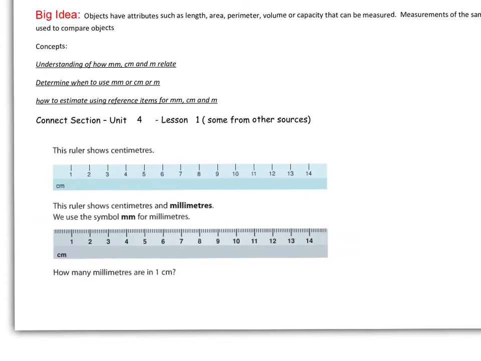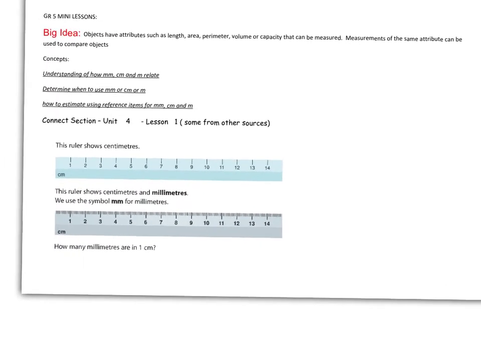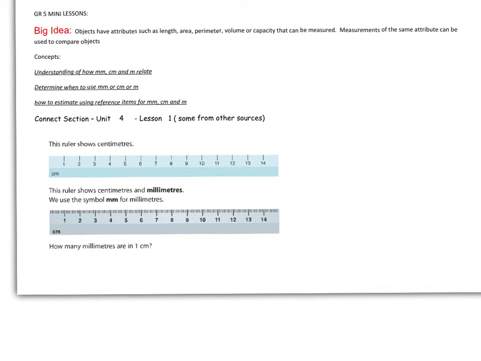So keywords there, the same. Let me make that a little bit smaller so you can see the whole sentence. Keywords there, the same attribute. So an attribute like length can be compared from one shape to another. An attribute like area can be compared from one shape to the other. But you cannot compare things unless they are of the same attribute, the same thing.